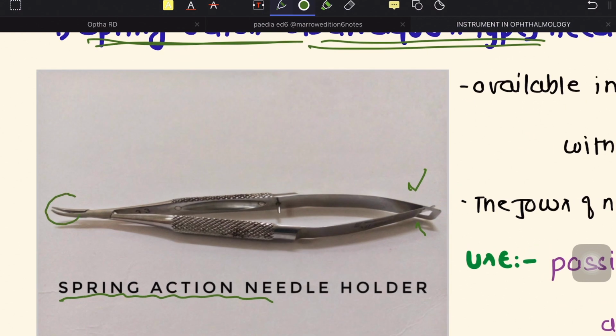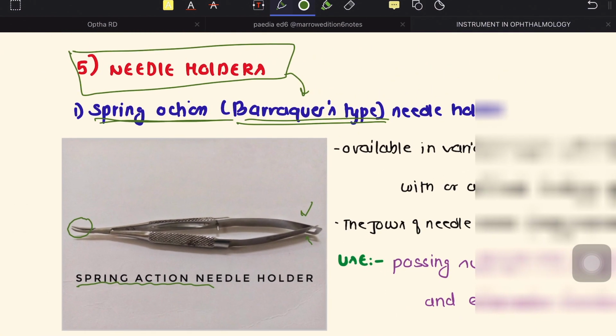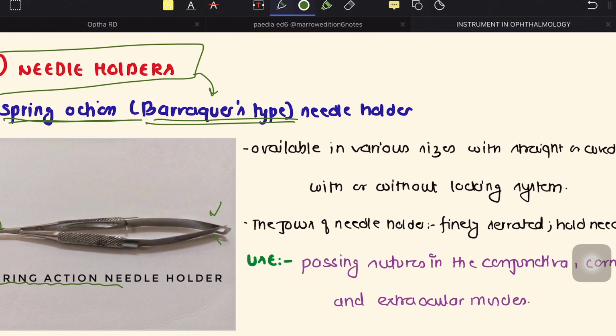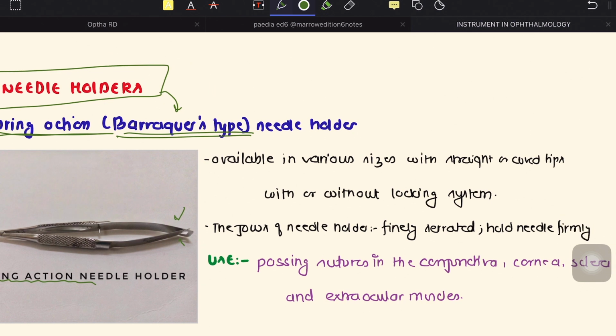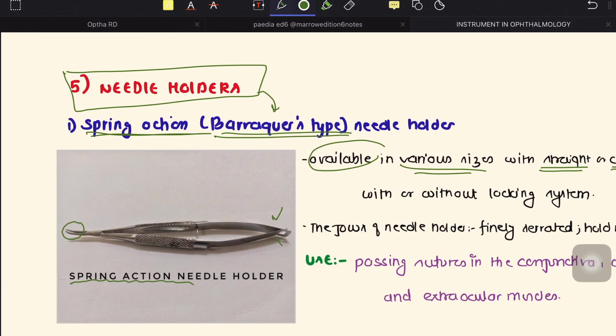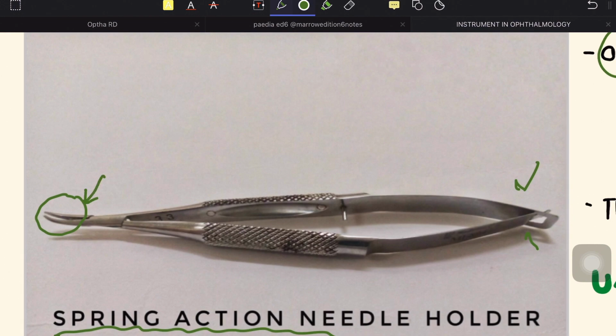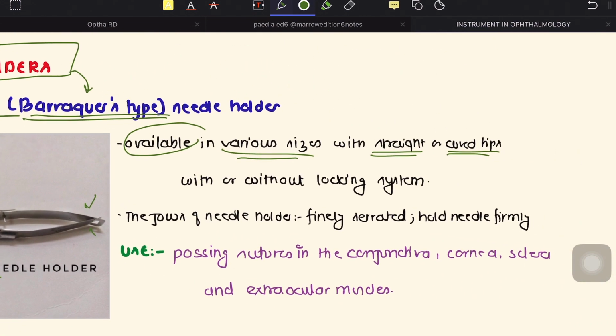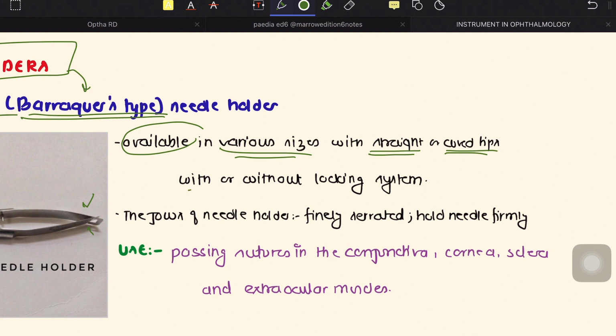You can see the tip. Right? It doesn't look like a scissor. I will show you a scissor, then you will be able to appreciate it even further. So the Barraquer type needle holder is available in various sizes and it might have a straight or a curved tip. As we can see in this diagram, it has a curved tip, but it may also have a straight configuration. It may or may not have a locking system, and it usually has a spring mechanism.